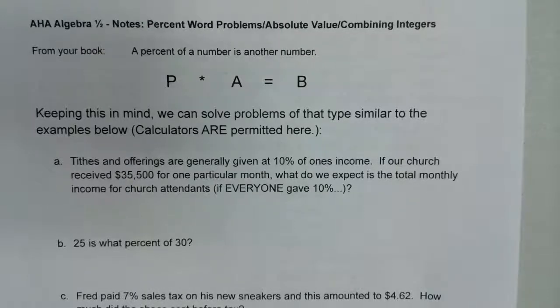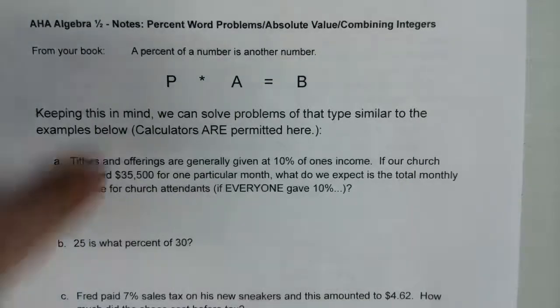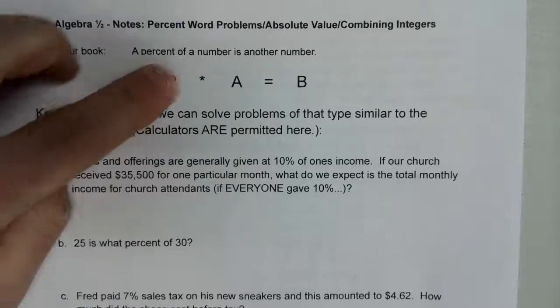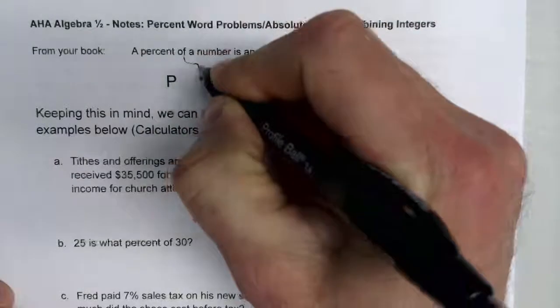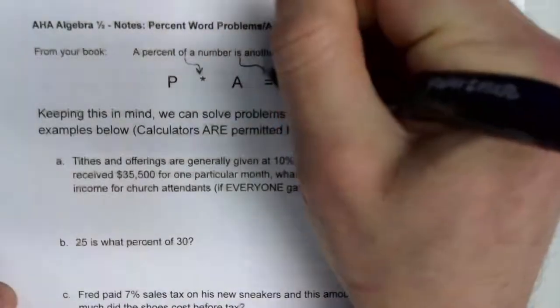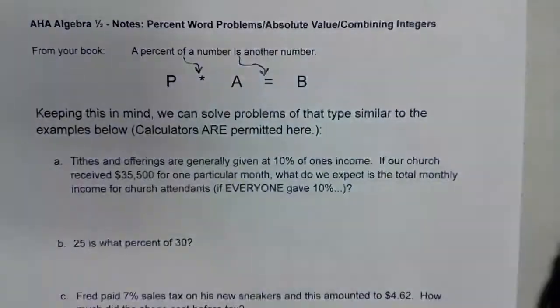Percents is something we have worked on, but I'm going to ramp up the difficulty just a little. Not crazily. You get a basic formula that I just kind of copied from your book. The percent of a number is another number. So "of" is going to translate directly to multiplication. "Is", of course, is your equal sign. So we can technically do any of the problems you will see in these three sections using this formula.